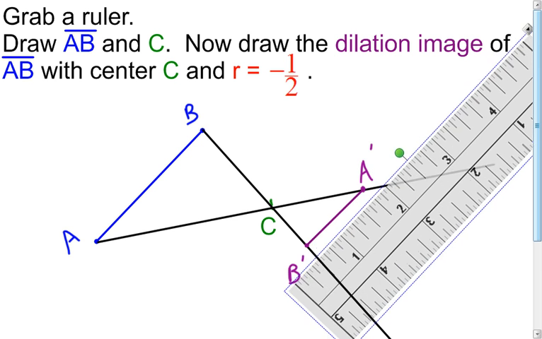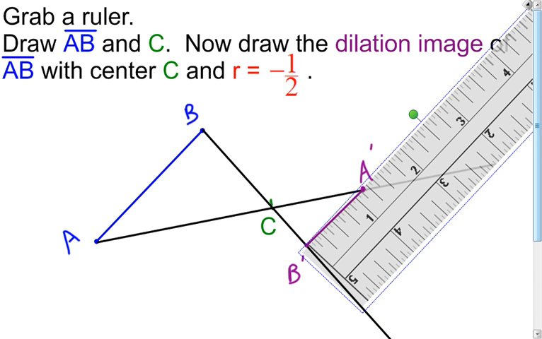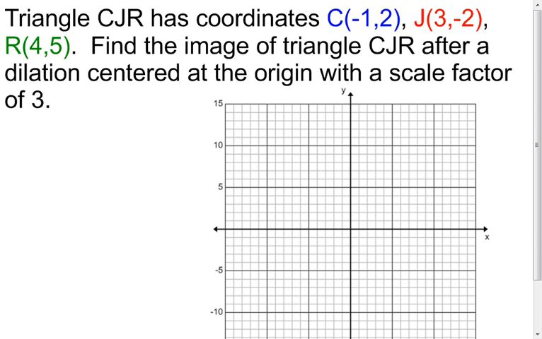So half of that is going to be right around 1 1/8. And when we look at that, that's about where I'm at. A little bit more, just like that was a little bit more than 2 1/4. So I've dilated it using my straight edge and my ruler. Now for my next one, I'm going to go to the coordinate grid.